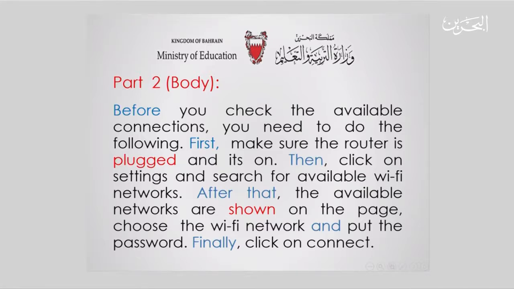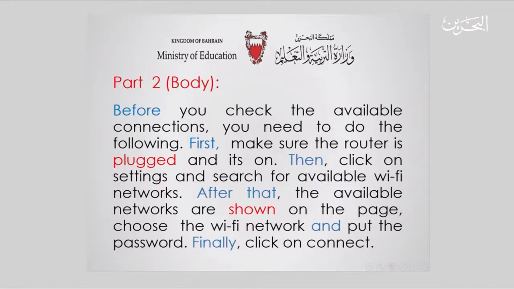Make sure the router is plugged in. This is the passive voice. Let's go on, and it's on. Then, pay attention to then. This is another transitional word. Click on Settings and search for available Wi-Fi networks. After that, and this is another transitional word, the available networks are shown, and this is again the passive form that we have taken previously on the page. Choose the Wi-Fi network and put the password. The last stage, finally, click on Connect.